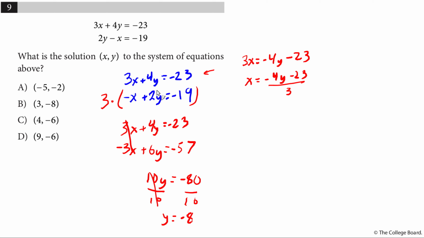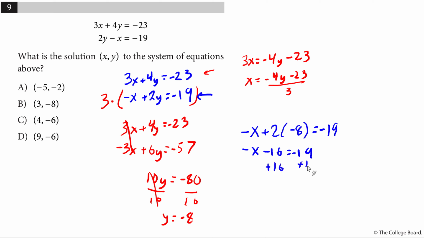So I'll choose either one. This second equation has generally smaller numbers, so I'll use that one. My computation might be a little bit easier. But now I know what y is, so I can put negative x plus 2 times negative 8 equals negative 19. And I can solve this now because I only have one remaining variable. The other one has been determined. So just solve this out. Minus 16 equals negative 19. Add the 16 to both sides. I get negative x equals negative 3.